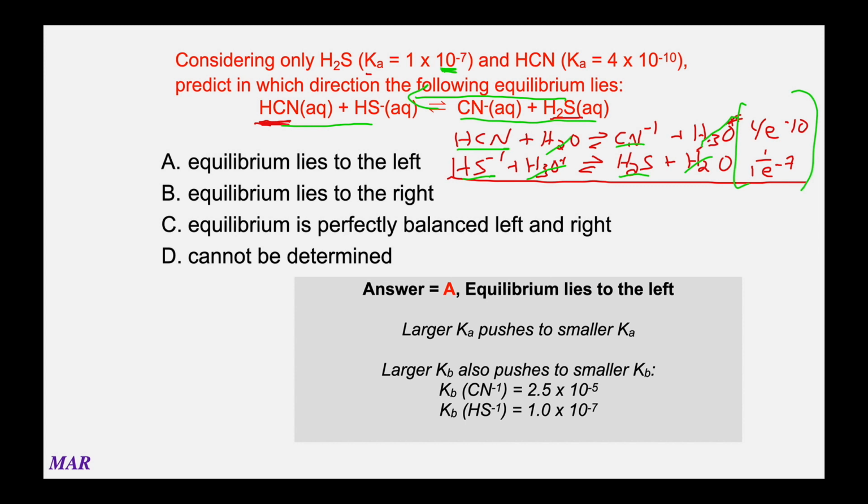Down here I have a little advertisement. You could also do this with Kb's, and I didn't give you those in this problem, but you could also look at the Kb values. Bigger Kb is going to push to smaller Kb. Cyanide has a bigger Kb, 10 to the minus 5, than HS minus, which is 10 to the minus 7. So that's another way that you could also show this is going to be reactant favored.